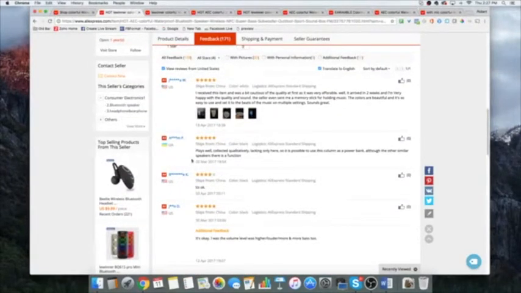Okay, that was the one we read. "This plays well, qualitatively, lacking only here, so it's possible to use this column as a power bank." Oh, okay. I think what he's saying is that he would like to be able to use it as a power bank, although other similar speakers have that function. So yeah, he's saying he'd rather have one with a power bank.